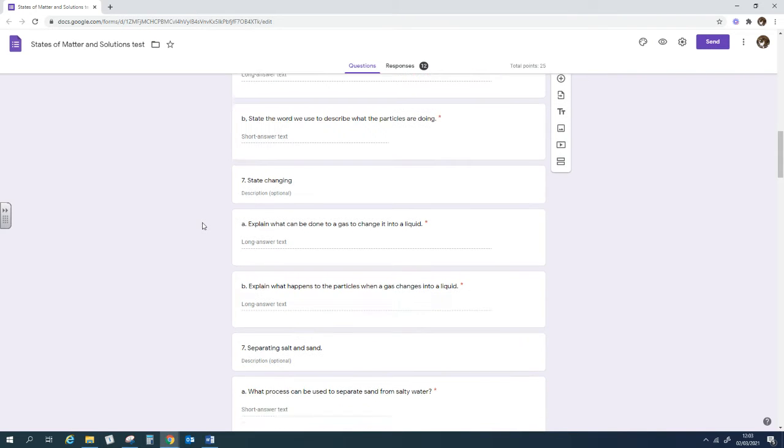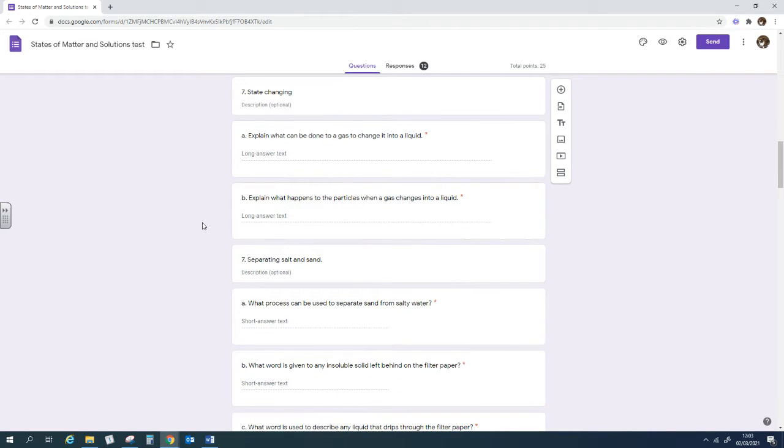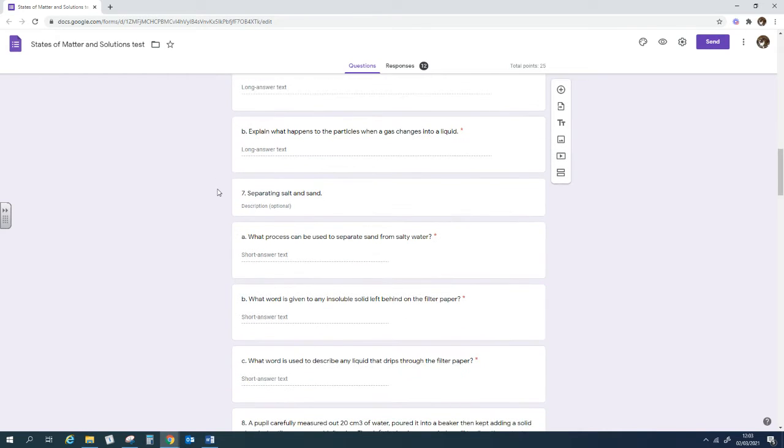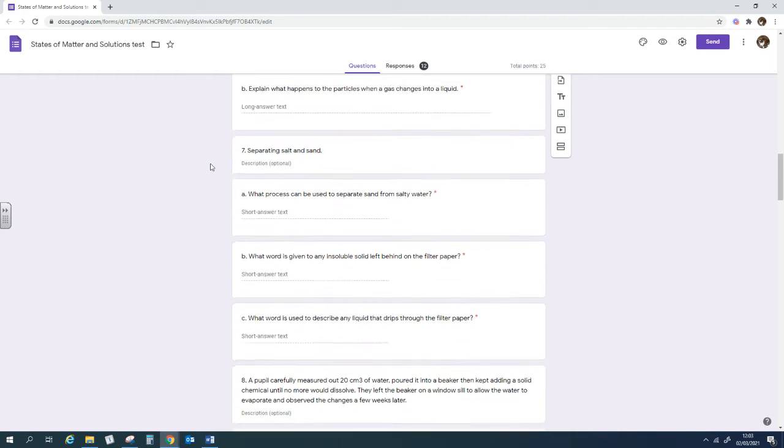State changes: explain what can be done to turn a gas into a liquid. There's a lot of good answers that just slightly got this wrong. So what you do is you either cool it or increase the pressure to turn the gas into a liquid. Explain what happens to particles when a gas changes into a liquid. The particles become closer together or lose energy.